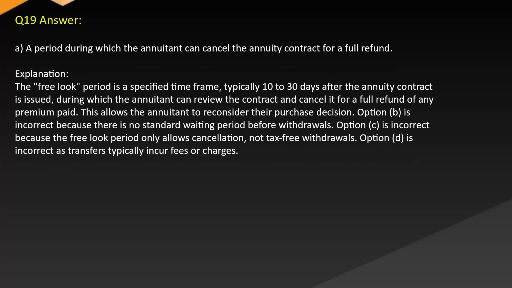Answer A. A period during which the annuitant can cancel the annuity contract for a full refund. Explanation: the free look period is a specified time frame, typically 10 to 30 days after the annuity contract is issued, during which the annuitant can review the contract and cancel it for a full refund of any premium paid. This allows the annuitant to reconsider their purchase decision.